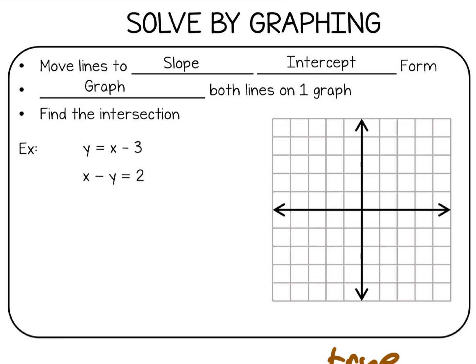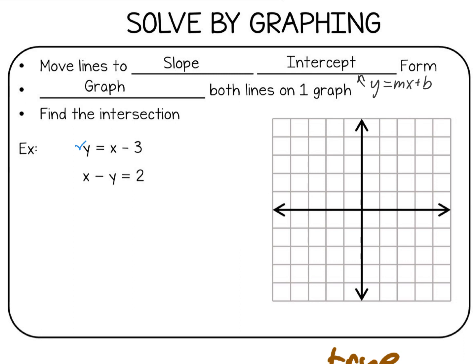Finally, let's look at how to solve a system of equations via graphing. Your first step is to move lines to slope-intercept form. Remember, slope-intercept form is y equals mx plus b, where m is the slope and b is the y-intercept. So if we look at this example system of equations below, you will see that the first equation is y equals x minus 3. This is already in slope-intercept form, so we can leave it alone.